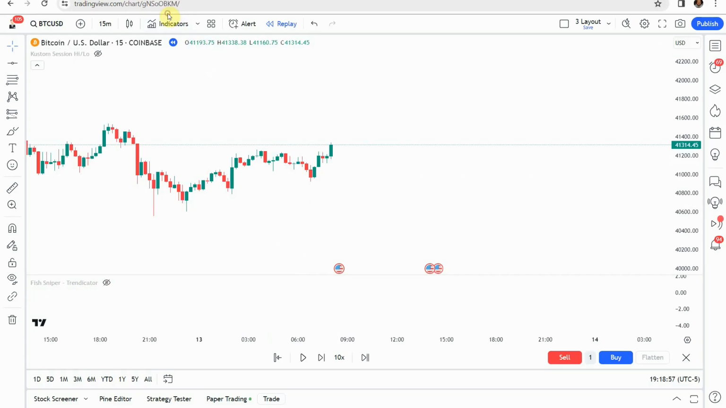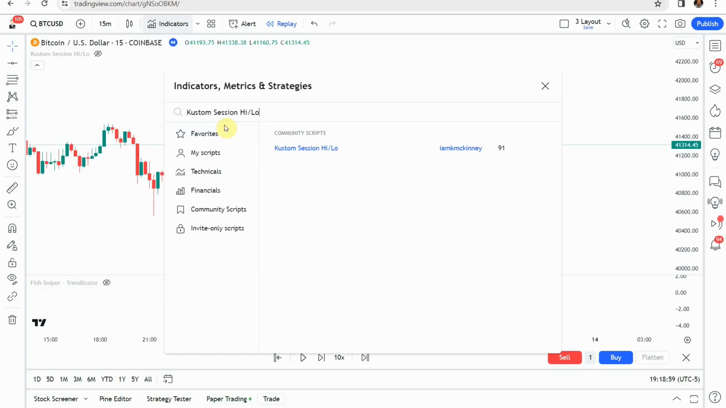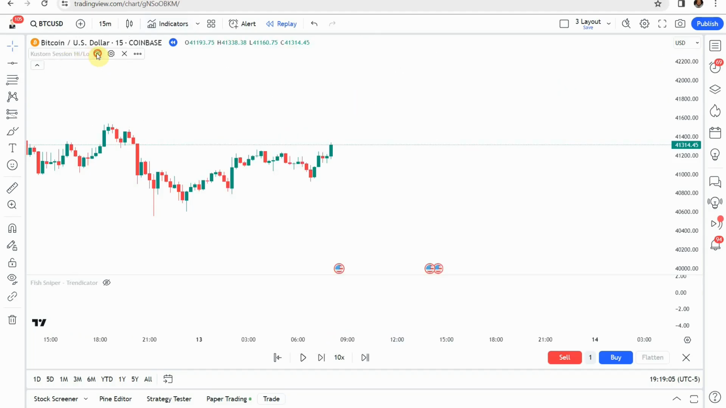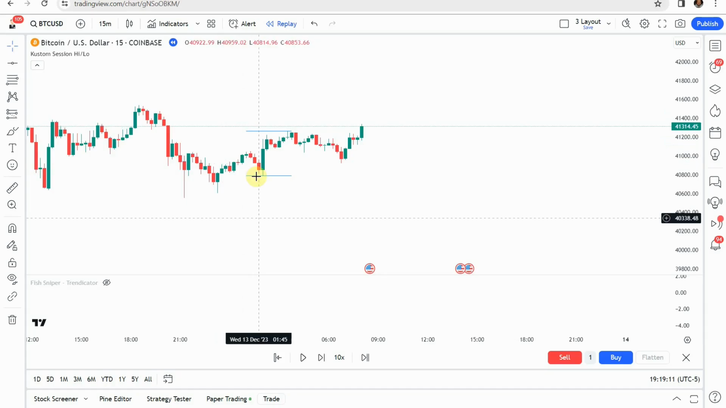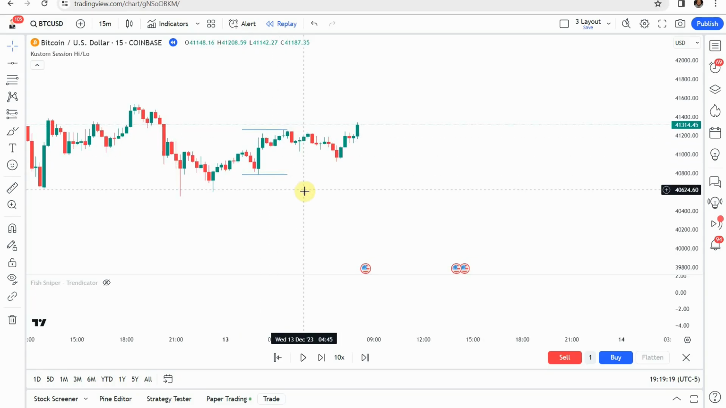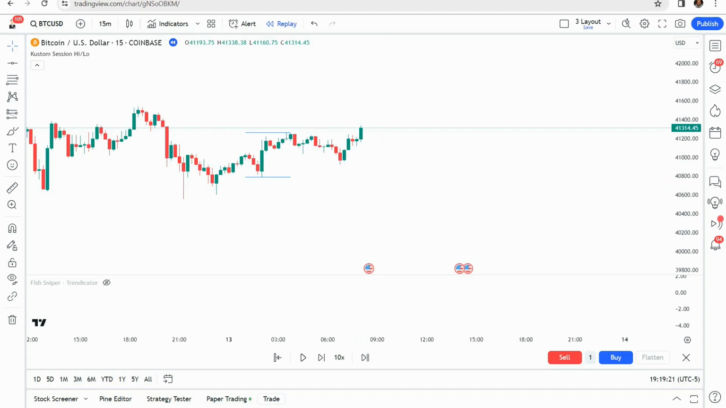So the first indicator we will add to the screen is going to be the custom session high-low indicator, this one right here. Click that, add it to the screen, and we'll keep that on the default, and you can see that it adds these two lines right here. So basically, at the beginning of a specific session, it gives you the high and the low during a specific period of time. And so it kind of outlines the range or the opening range of the market.